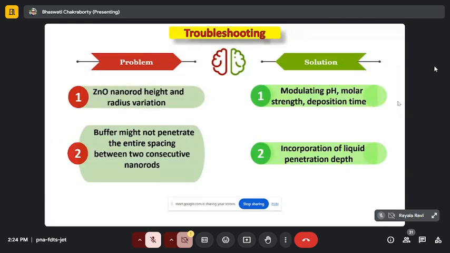The problem was to modify the zinc oxide height and radius in practical approaches. To tackle this particular problem, we modulated the pH, molar strength and deposition time. And buffer, as I already mentioned, cannot penetrate the whole spacing between two consecutive nanorods. So in order to tackle that particular problem, we have incorporated liquid penetration depth.